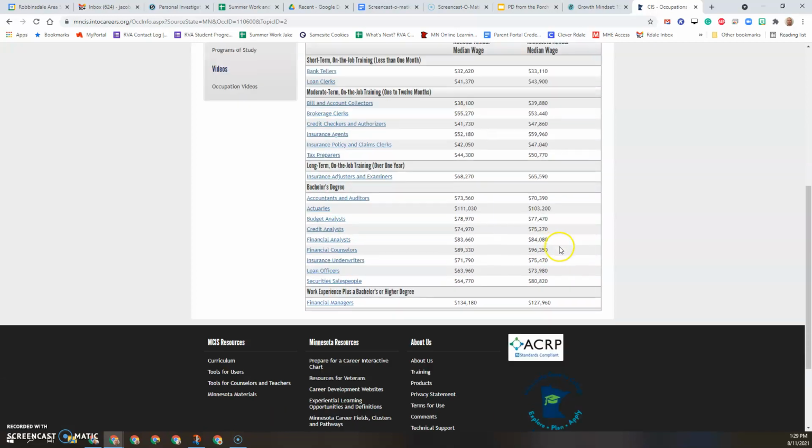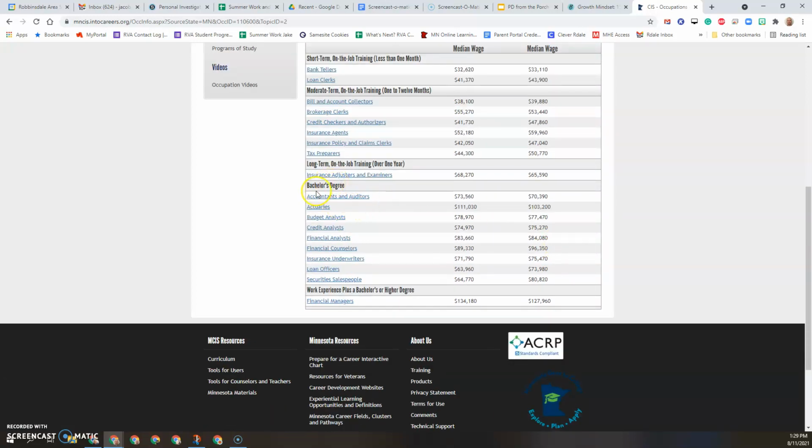Now, as I go down, I can see these jobs down here require a bachelor's degree. So those are jobs where I would have to go to college for maybe 4 years. And so I could be an accountant, or I might be a loan officer that helps people get mortgages for a home or a business. I could be a financial counselor. And you can see what the wages are for those jobs.